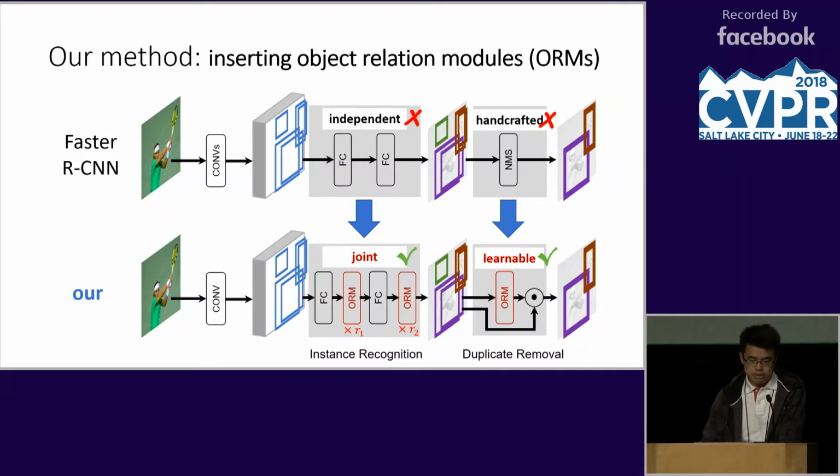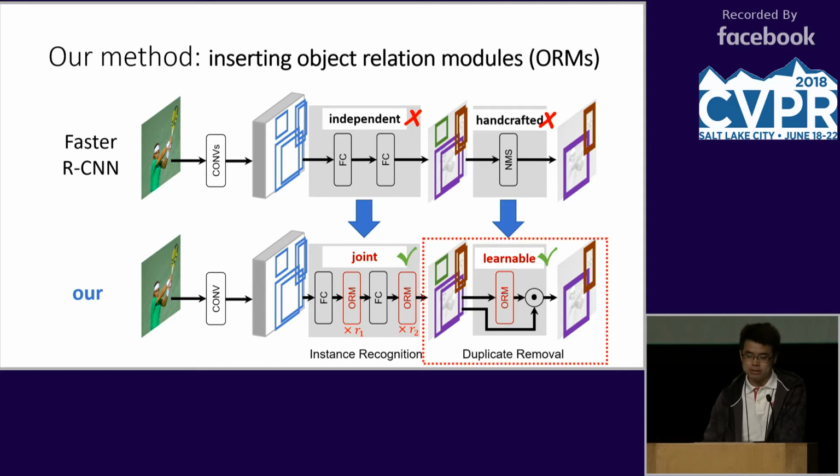Here is our method. Our method is very simple. It's a simple modification of the Fast R-CNN pipeline. Basically, because the object relation module is in place, we can insert it into the instance recognition and duplicate removal steps of object detection. For instance recognition, the modules are inserted after the two fully connected layers respectively.